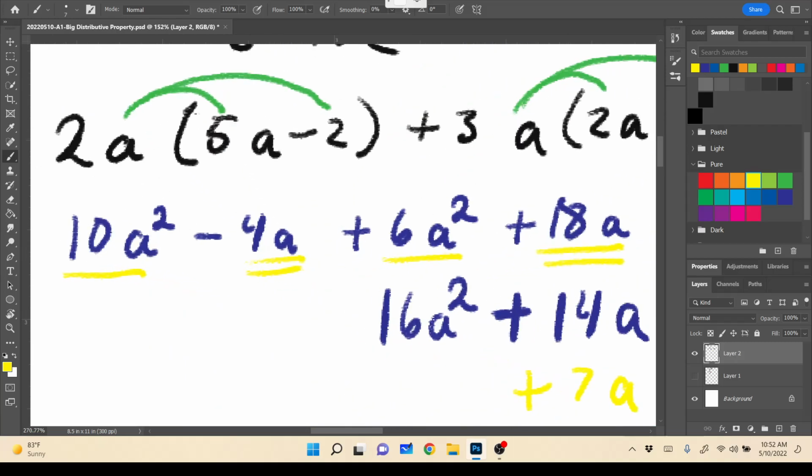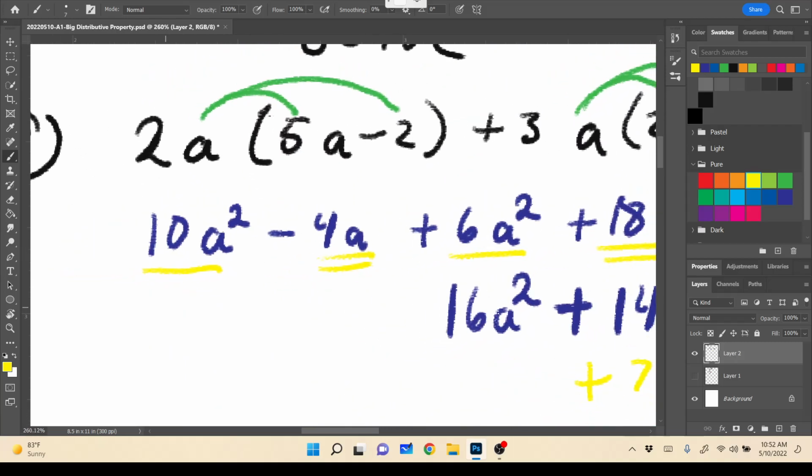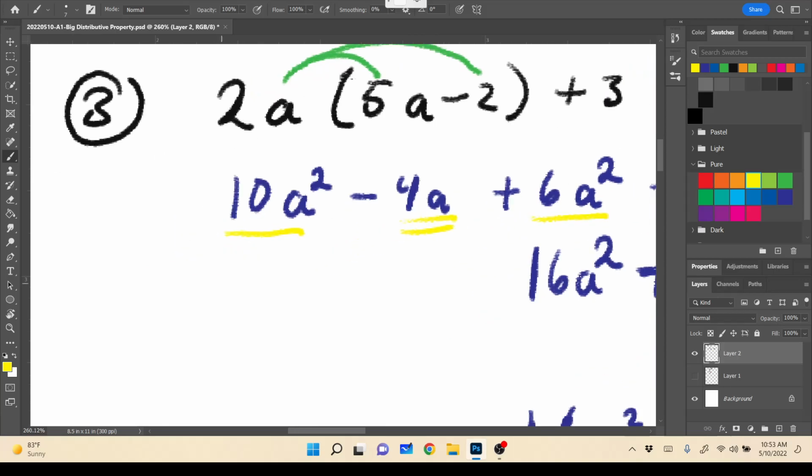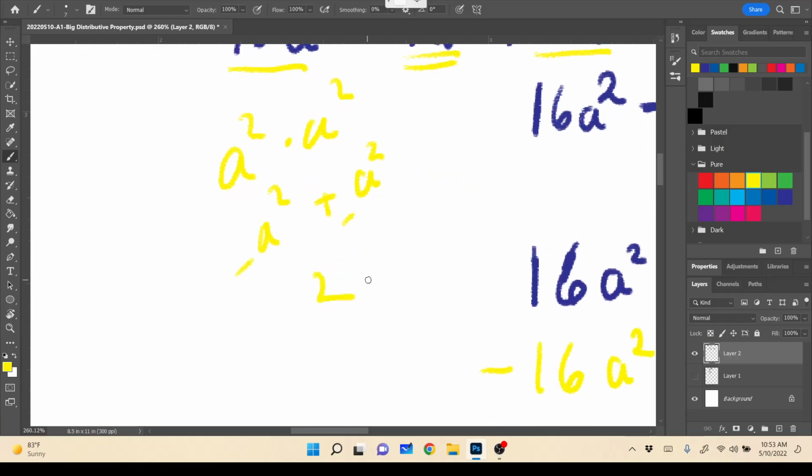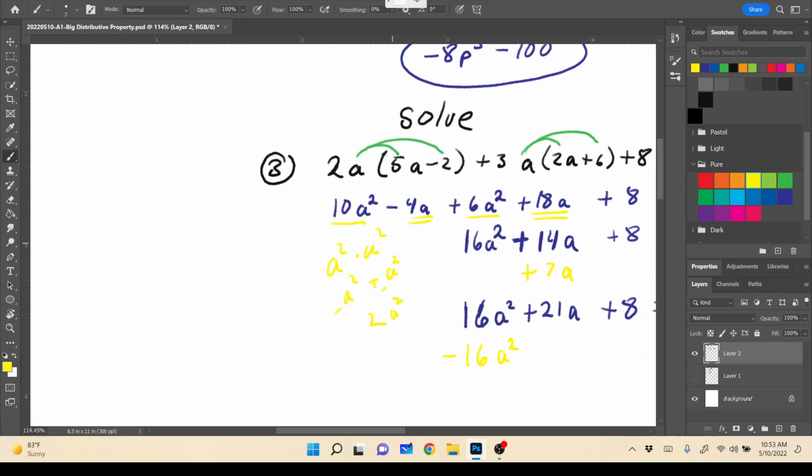6a squared. Wouldn't that be a to the 4th? We're not multiplying those. It would be a to the 4th if it was a squared times a squared. A squared plus a squared, we just add the coefficients. So this yellow one would be 2a squared. Oh, so they're not multiplied, they're just added. Okay, thank you. You're welcome.